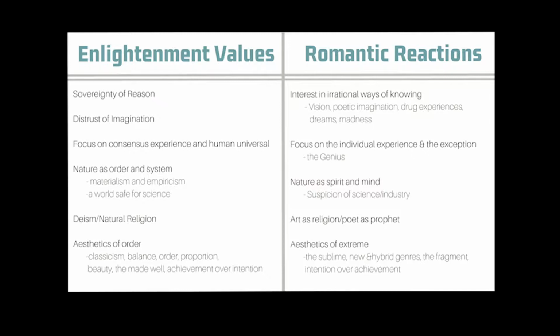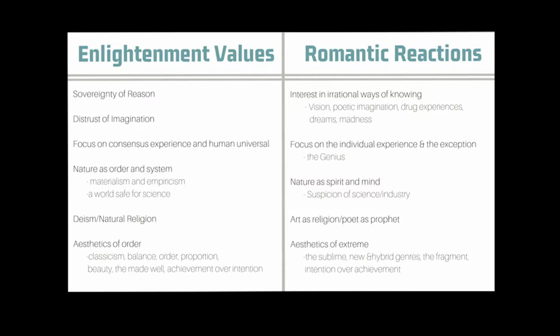Enlightenment thinkers also believed in deism, which is the idea that there's a higher power that's the creator of the universe, but it does not interact with humankind. The Romantics reacted to this by starting to view art as a religion and poets as prophets.